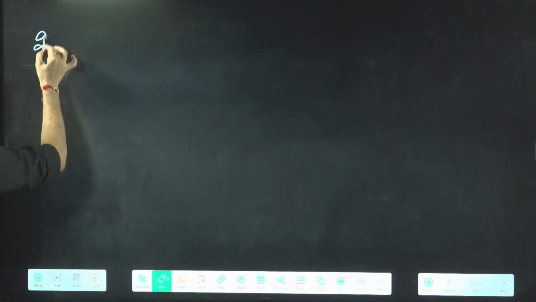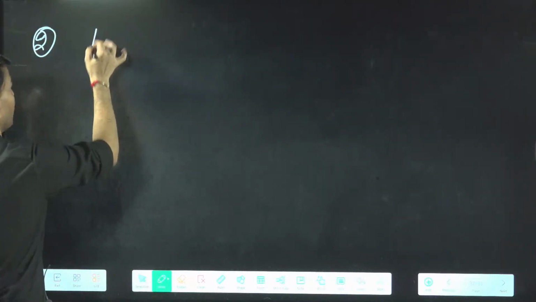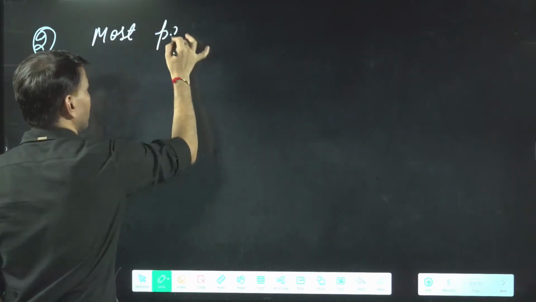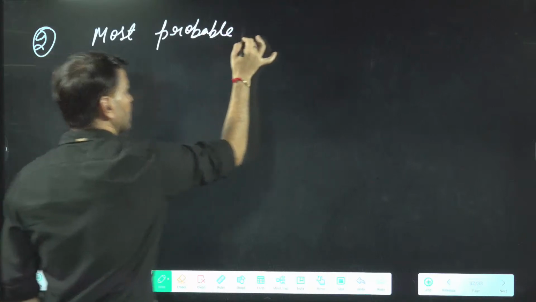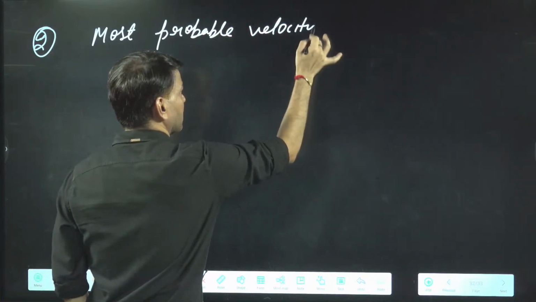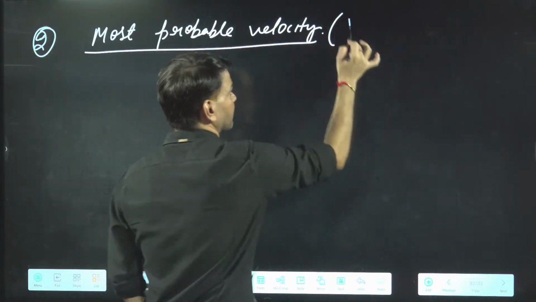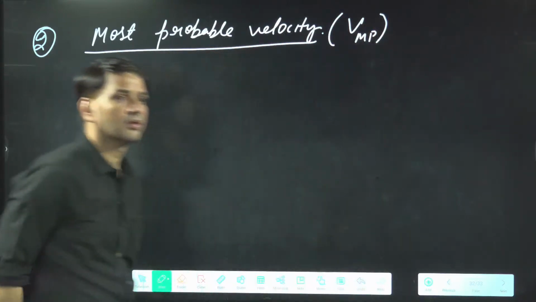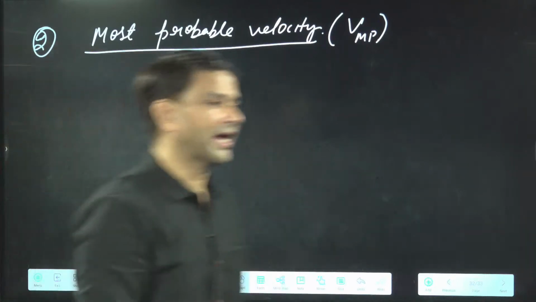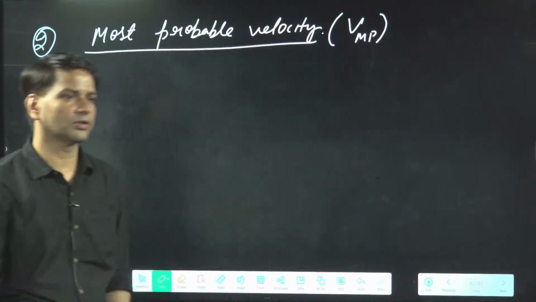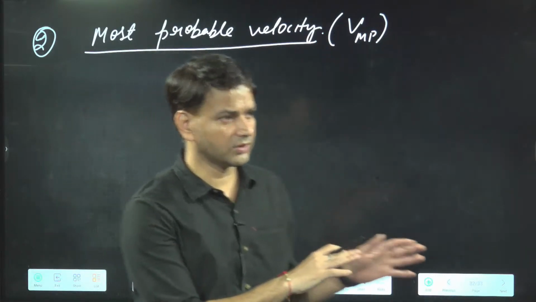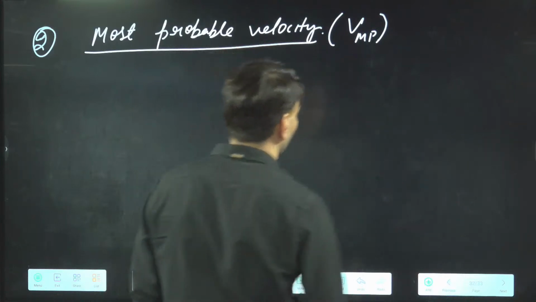Maybe the order of 10 to the power 4 K you will get. Okay then, so this is about the RMS. Now other velocities we first have to discuss. The second velocity is the most probable velocity, which we'll write as VMP. So Maxwell has drawn a graph for the molecules, and he plotted the graph with the velocity and the number of molecules. So he got a graph like this.